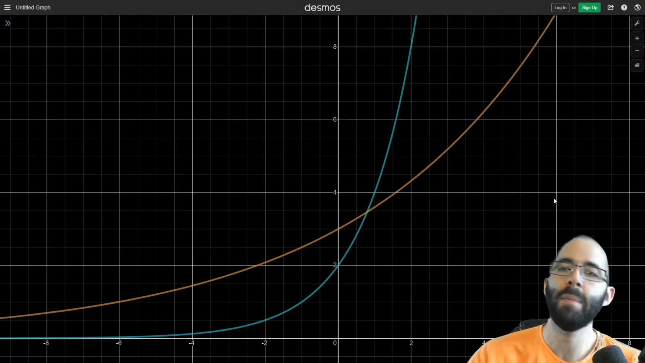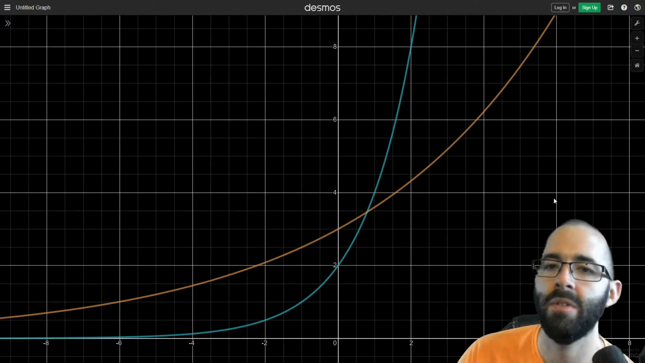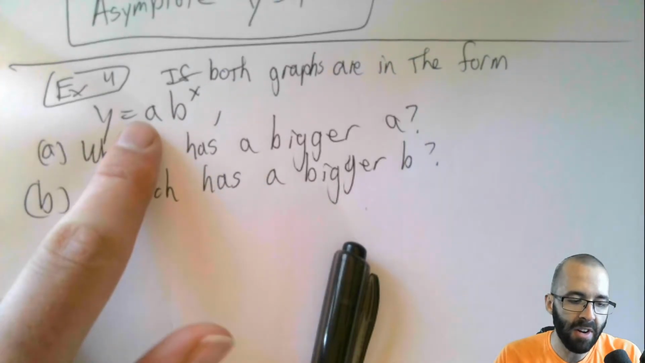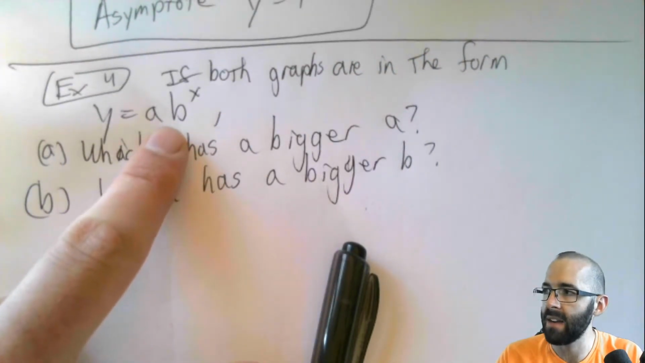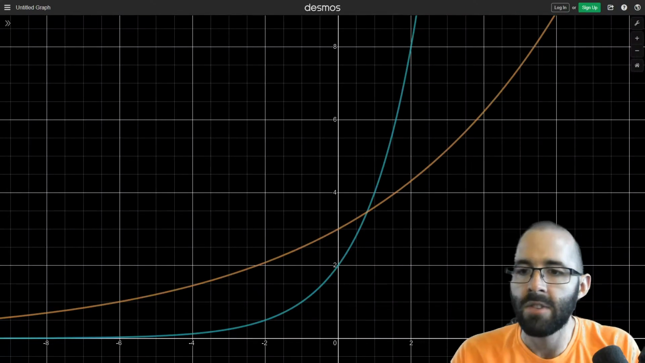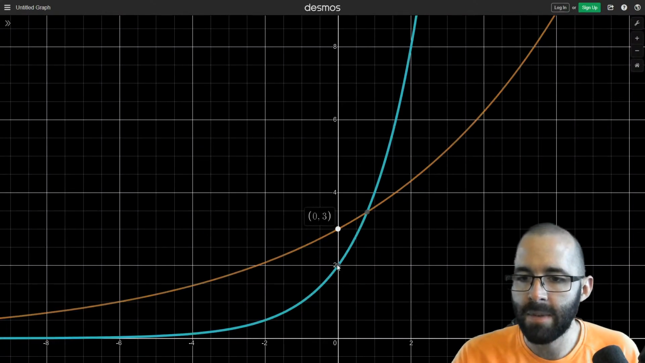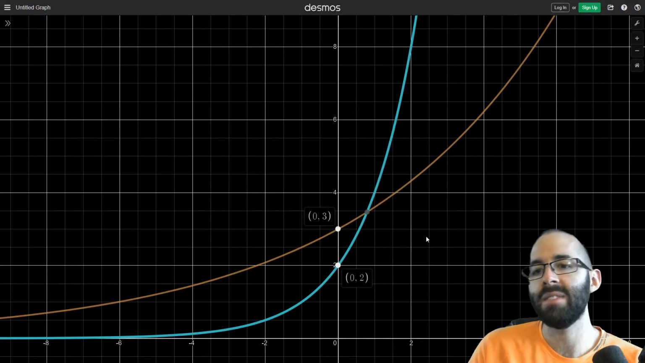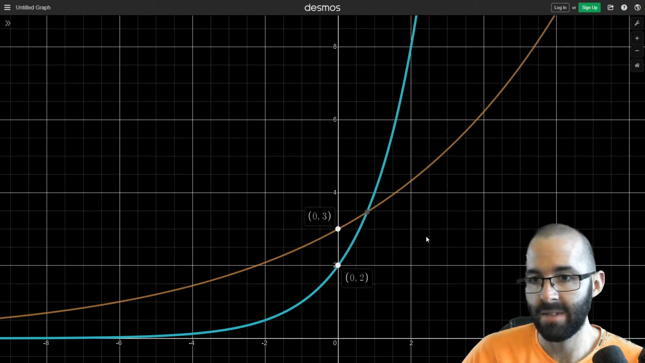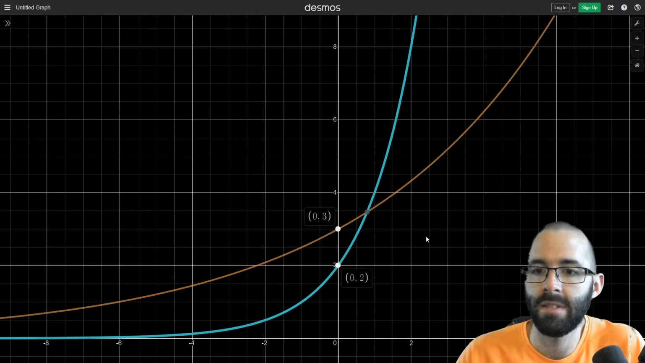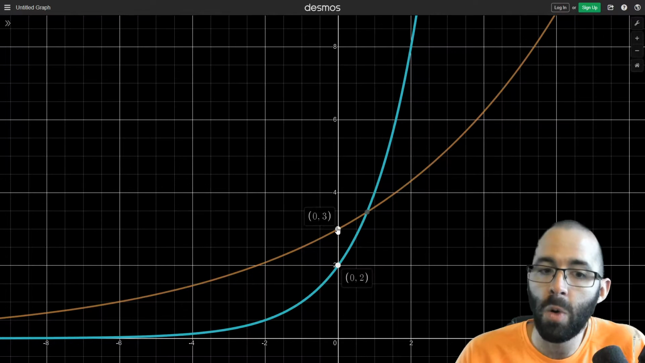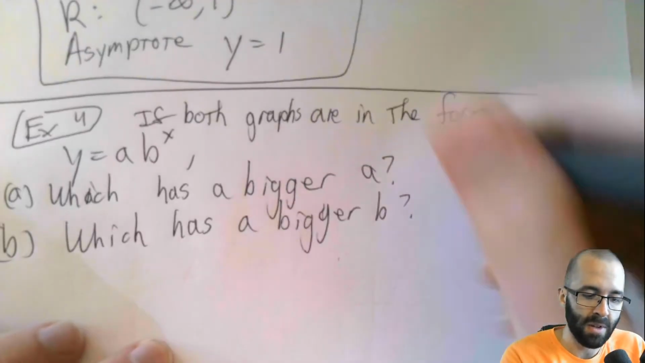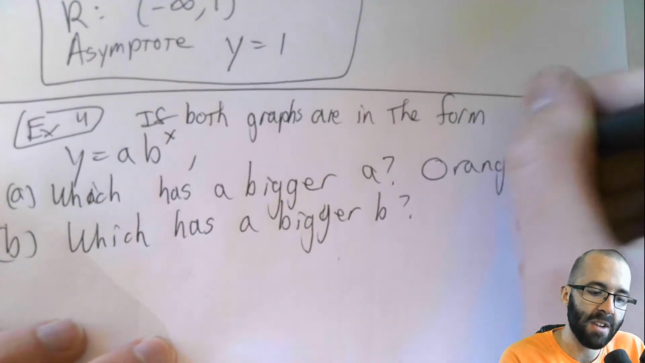So remember, A is the starting value. If I have y is equal to A times B to the x, A is the starting value, B is the growth or the decay rate. The starting value, that's the y-intercept. So which one has a bigger A is the same as saying which one has the bigger y-intercept. In this case, orange has the bigger y-intercept. Orange starts at a bigger value, so orange has the bigger A value.